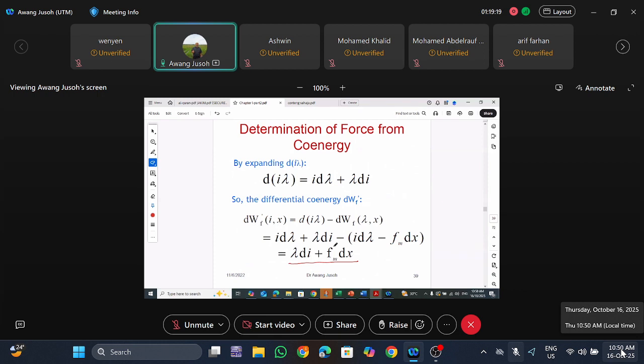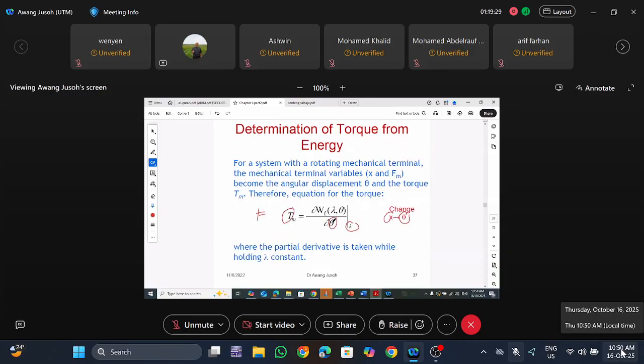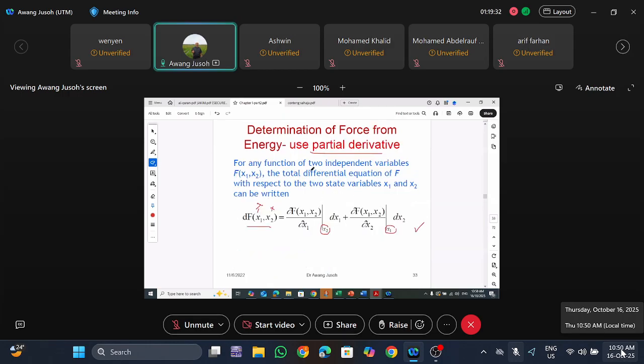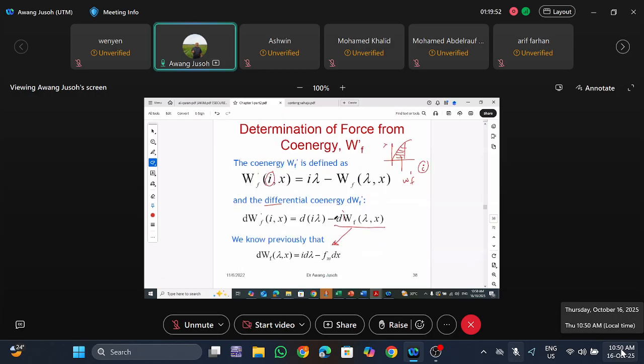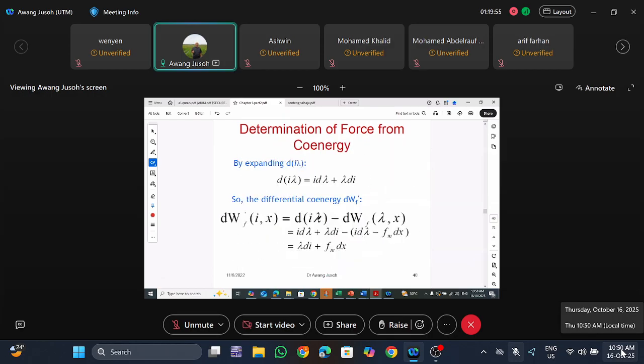What we are interested in now is the force F. Then you do matching again, using the technique we studied just now, the partial derivative technique. When you have two unknown variables, the total differential can be determined by this technique. So now just change it: instead of using lambda and x, now we use I and x, because it is a co-energy. Just repeat what we have done before.